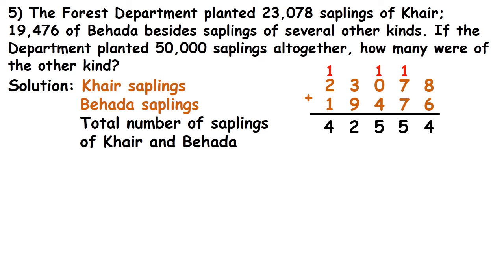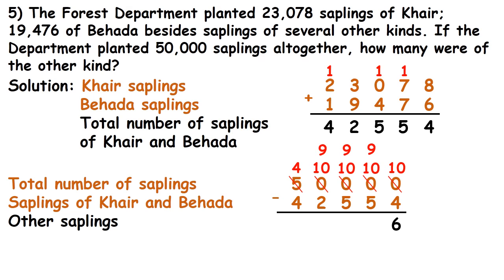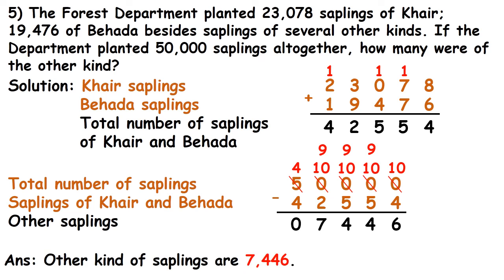So the total number of saplings of kher and behara are 42,554, whereas the total number of saplings is 50,000. So now we will minus the number of kher and behara saplings from the total number of saplings. That is, we have to minus 42,554 from 50,000. So the answer which we will get is 7,446, which is the number of other saplings. So we can say that the other kind of saplings are 7,446.